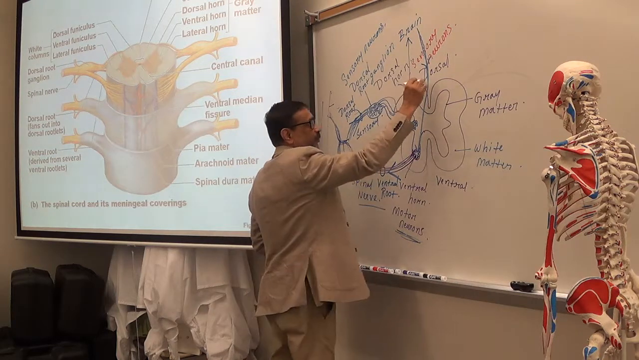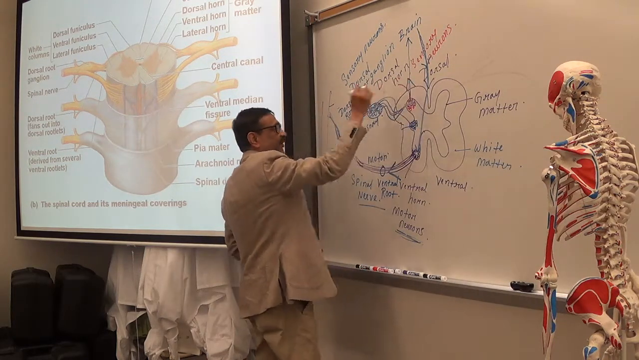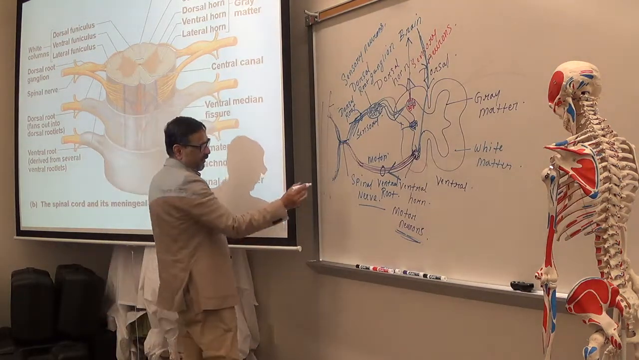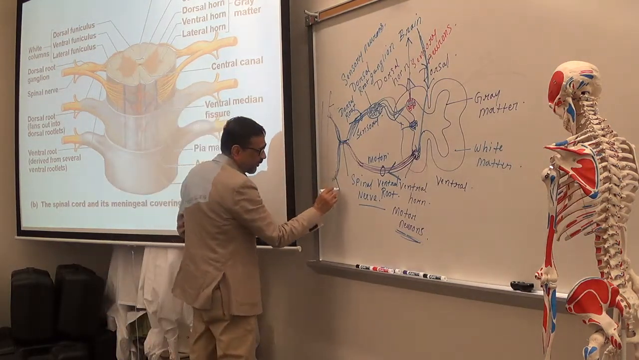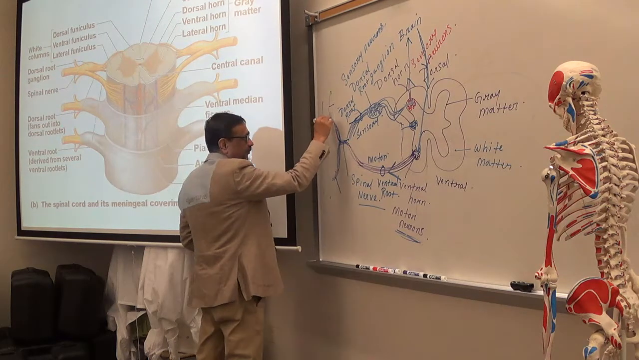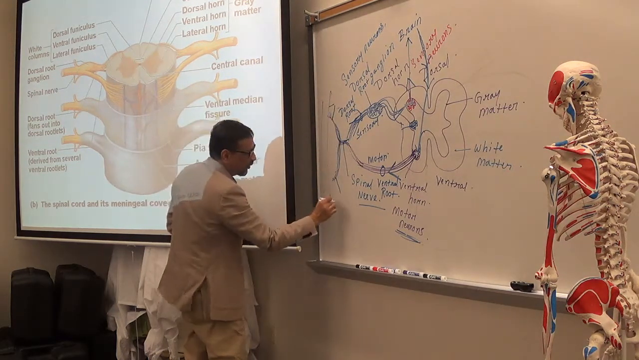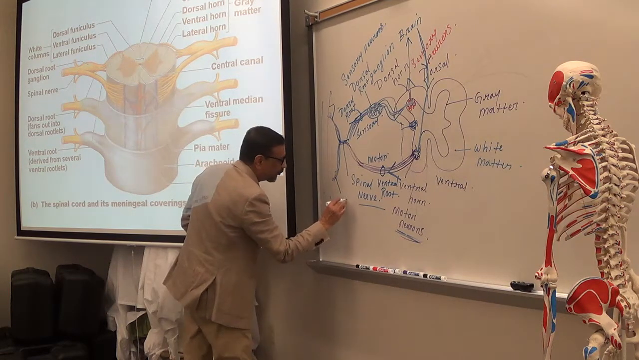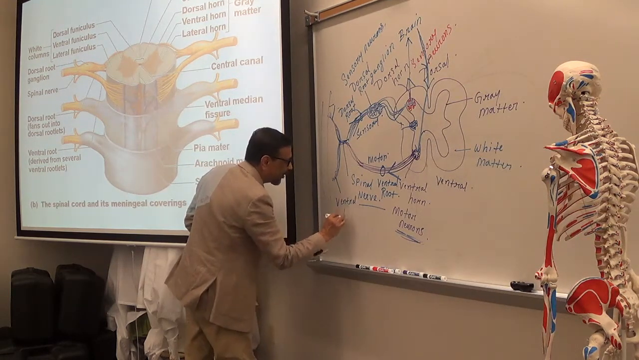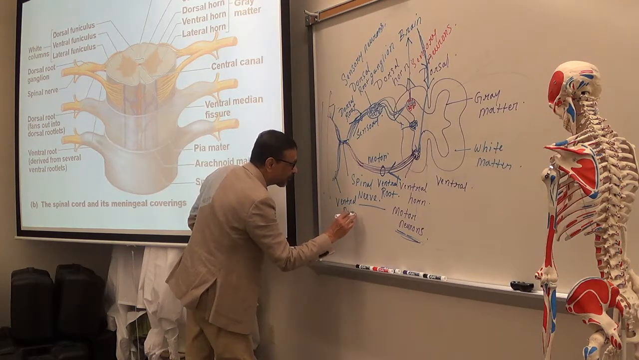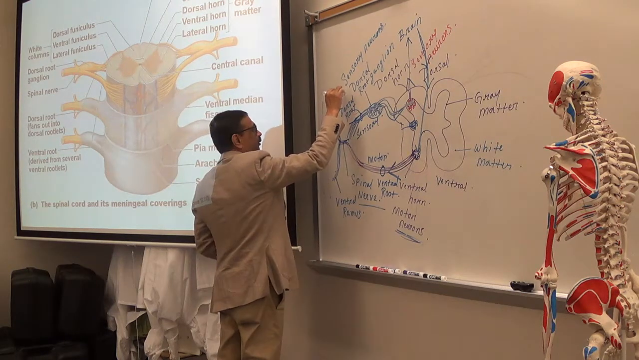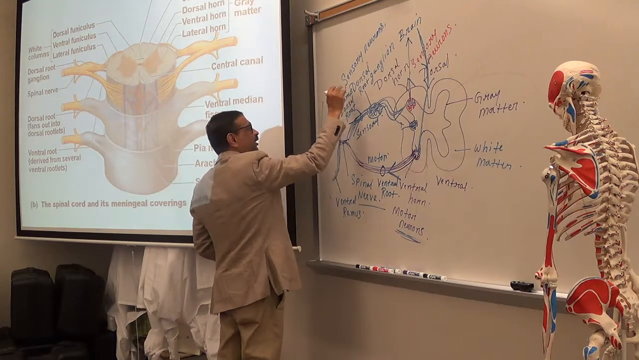Okay. This is motor, this is sensory. The last thing you need to know is these two branches are called ramus. So this is ventral ramus, and this is dorsal ramus. Now you see, it's not really difficult.